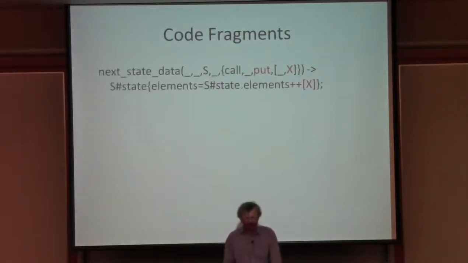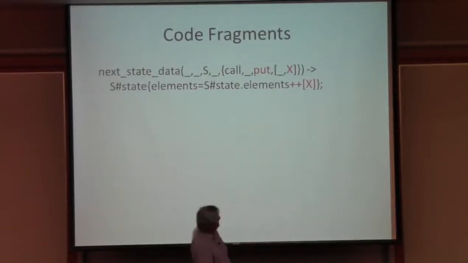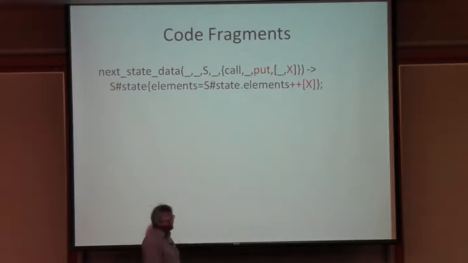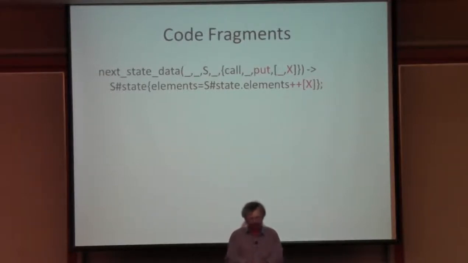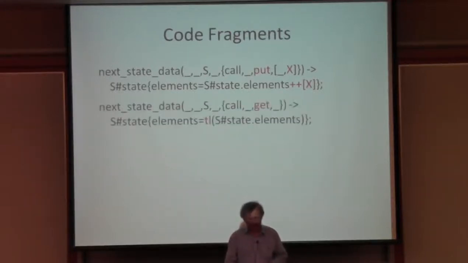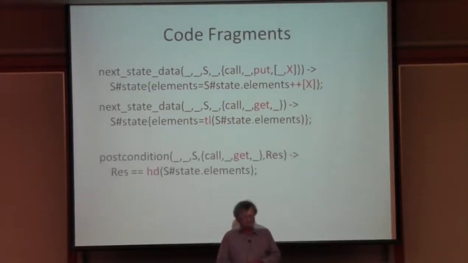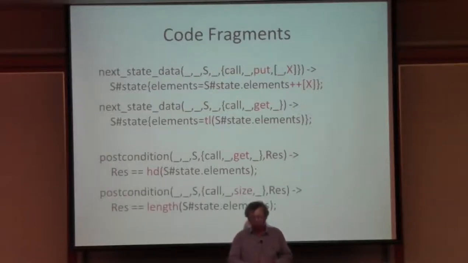Here are some code fragments. We write state transition functions in Erlang. This one, and maybe you can't read Erlang, is pattern matching on a call in the test case. So it's saying when we do a put of the value x, then the effect on the state model is to append x to the list of elements in the queue. When we do a get, the effect in the model is to take the tail of that list of elements. The postcondition for get is that the actual result is the head of the list. And for size, it's that the actual result is the length of the list. So I hope you can see that this is very, very simple functional code.